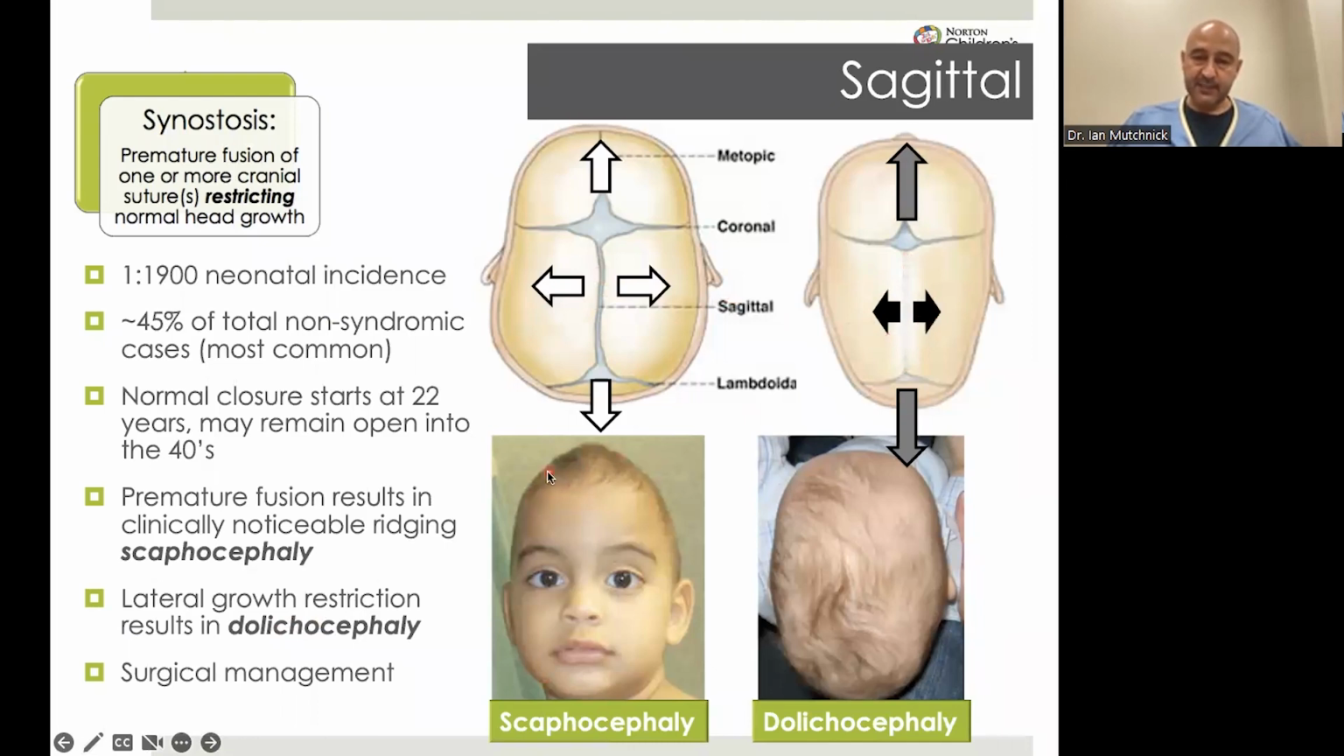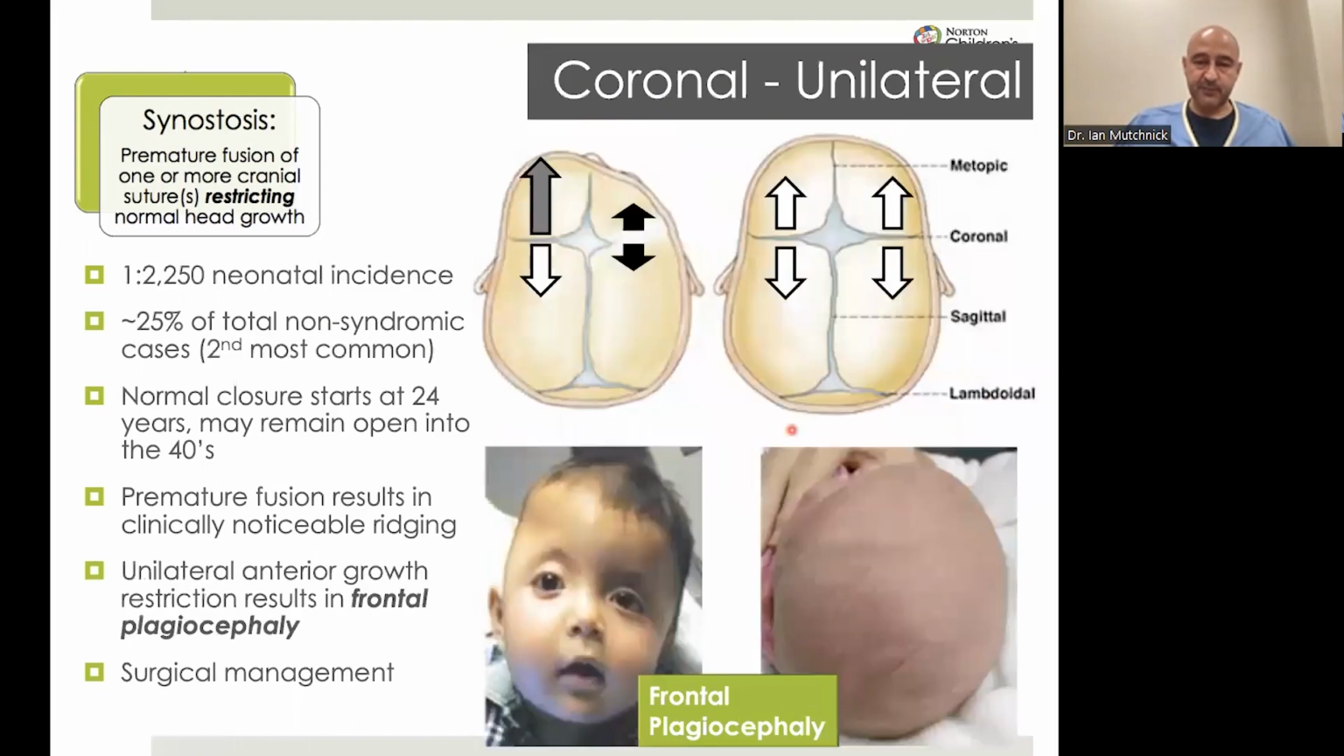And so the head can take on a scaphocephalic or boat-shaped appearance, and dolichocephalic. It's long. And usually these don't hide. You should be able to look at heads with a sagittal synostosis and say, that ain't right. It's about 45% of non-syndromic cases. The normal closure of the suture starts at 22 years. It may remain open into the 40s, but premature fusion results in noticeable ridging, and again, scapho- and dolichocephaly. All synostosis is essentially surgical in its management.